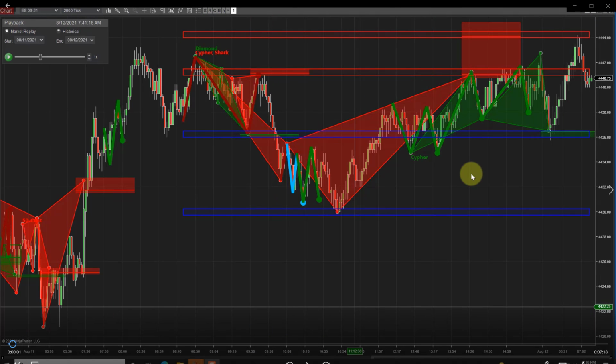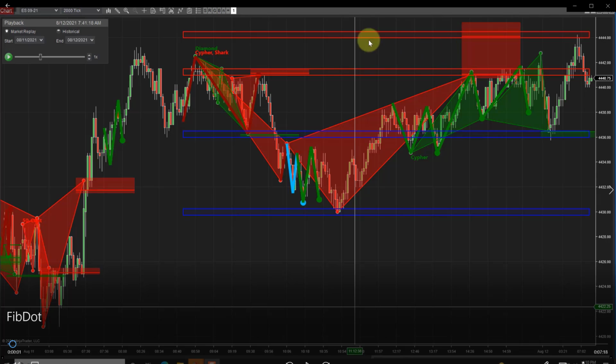All right, here's the good stuff. We're going to watch the Fib Elliott dot in action. Now, what we've got here is a previous recording of a market replay, so you're going to see another cursor going on over here with these crosshairs and things. Ignore that. Just pay attention to my highlighted cursor here. And this is August 11th.